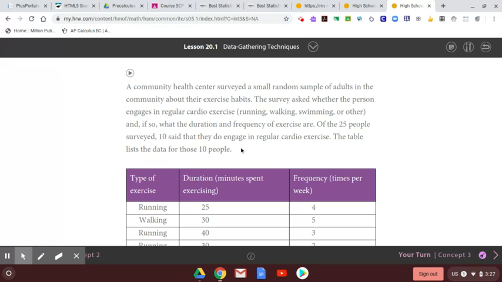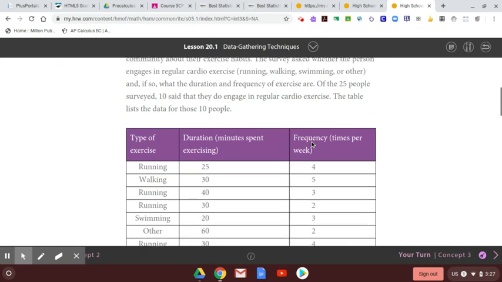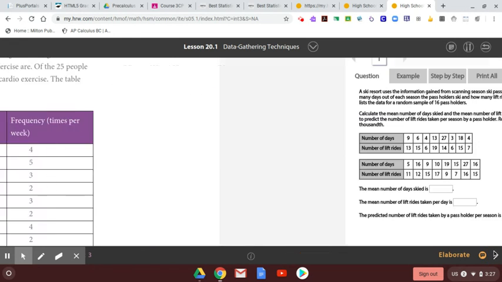Okay, we had 15 out of 25. 15 out of 25 didn't engage in regular cardio or at all, which is 60% of the population. So we could make a prediction that 60% of the total number of adults do not engage in regular cardio exercise. Okay, so let's look at the last example, and then you will have your assignment to do.